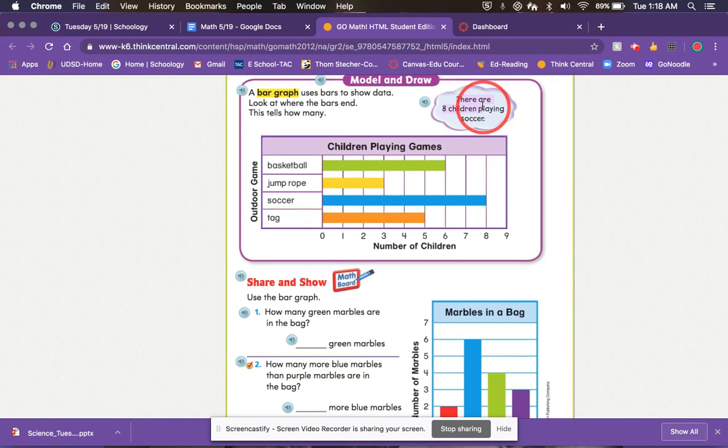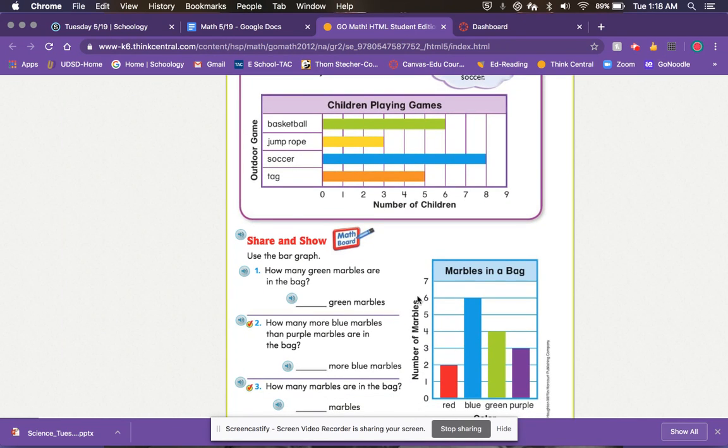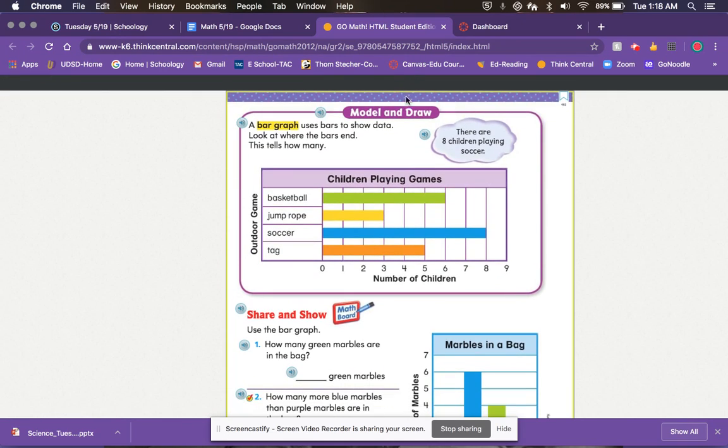All right, then if we go to the next page here, we have a bar graph of children playing games. Something to remember is there are 8 children playing soccer. Okay, that's what they found in this graph right here. Soccer, they went all the way, because sometimes bar graphs, you'll notice, are vertical. Sometimes they're horizontal. So this one's horizontal and goes all the way over to the 8. Okay. If they happen to have another question up here, maybe for tag, jump rope, or basketball, you'd be able to use that graph for it as well.